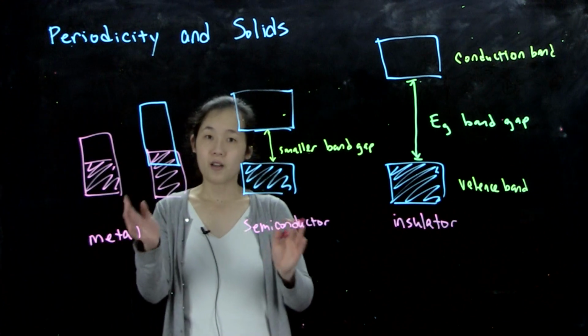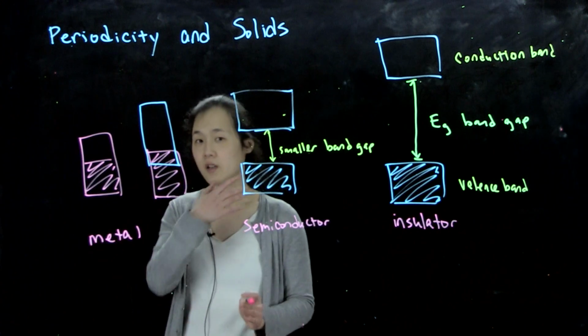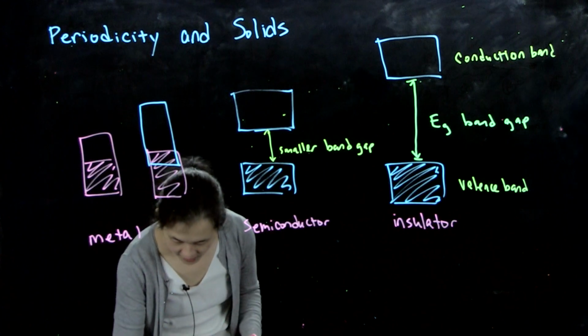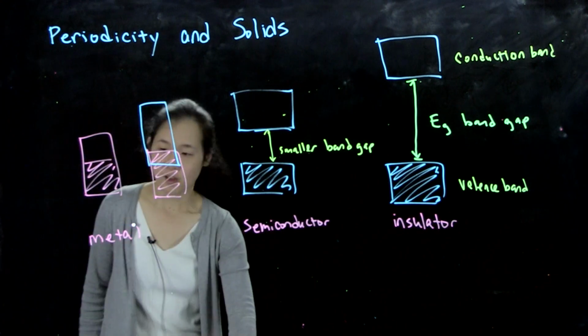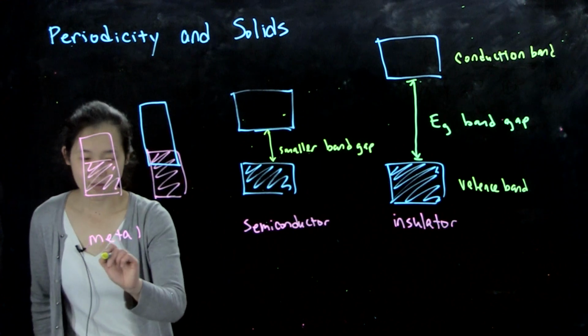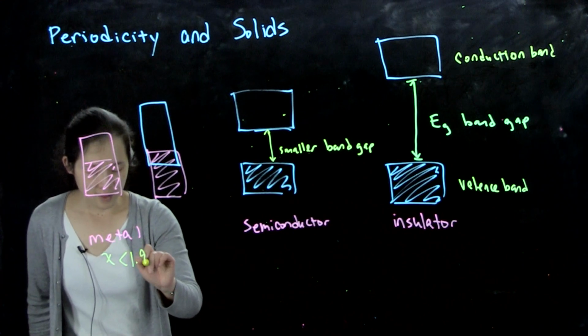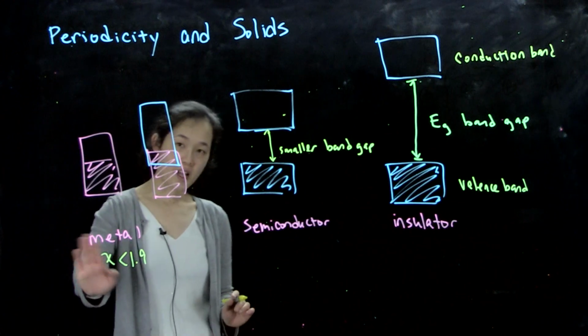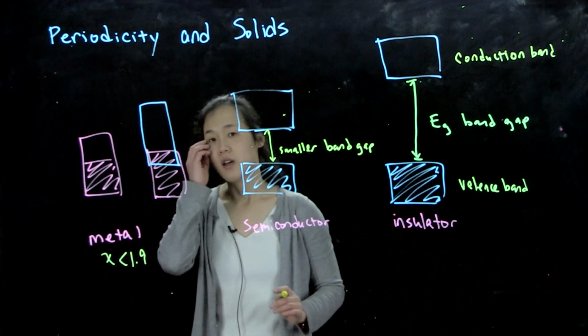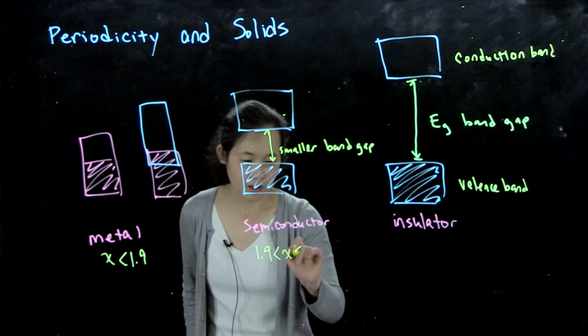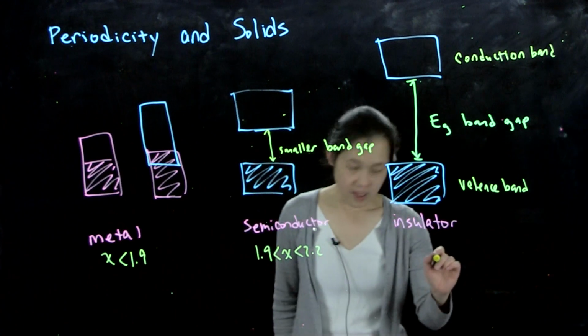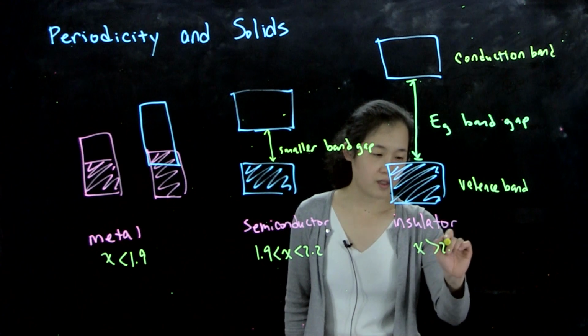OK, so these are the situations. So this, again, follows your periodicity trends. If you're very low electronegativity, as general guidelines, but don't take too much from them, chi less than 1.9, it's a metal. And then here is if we have 1.9. And then here is if we have chi greater than 2.2.